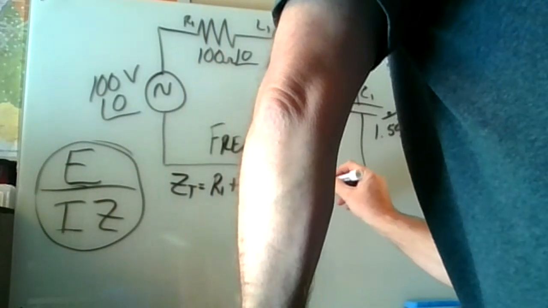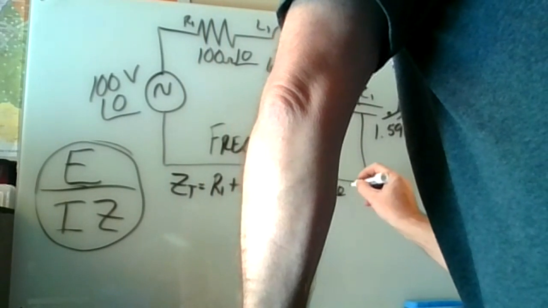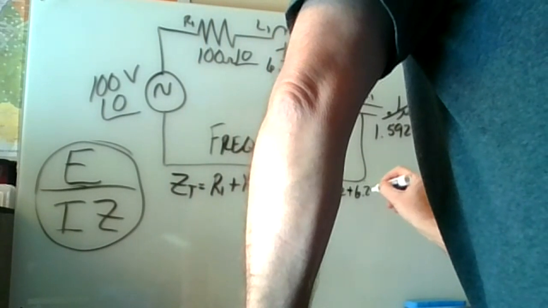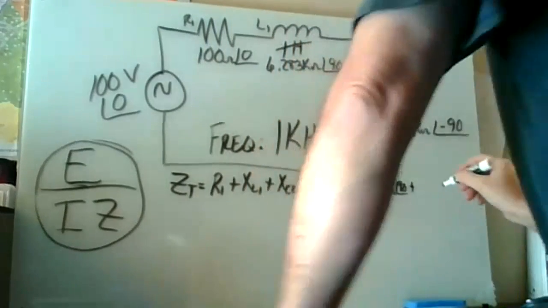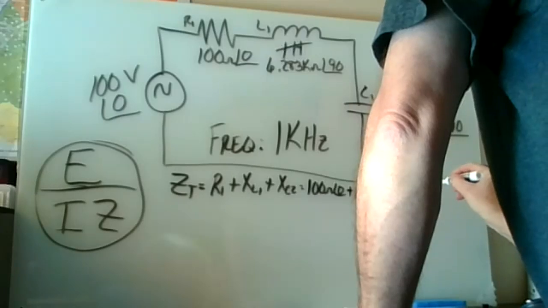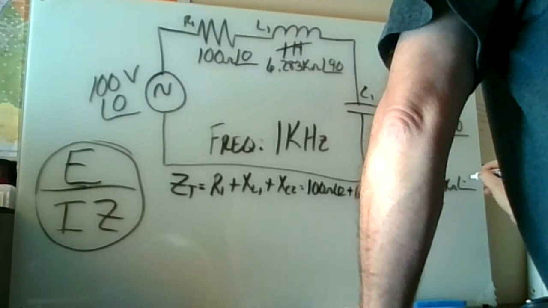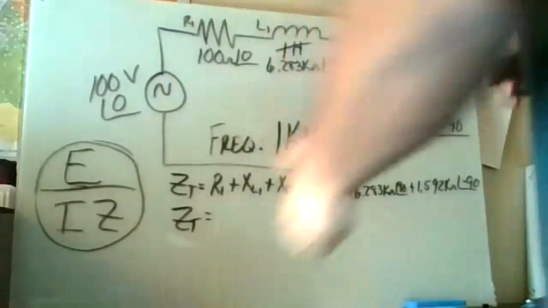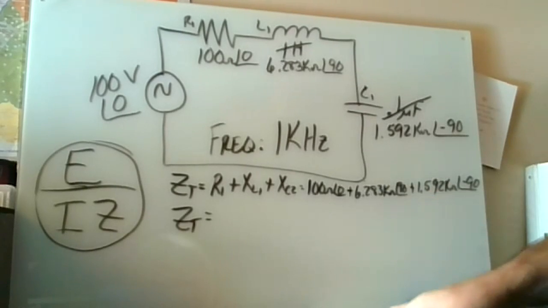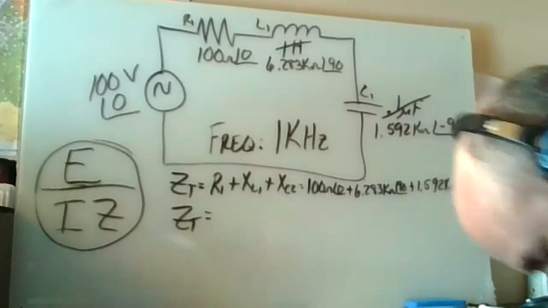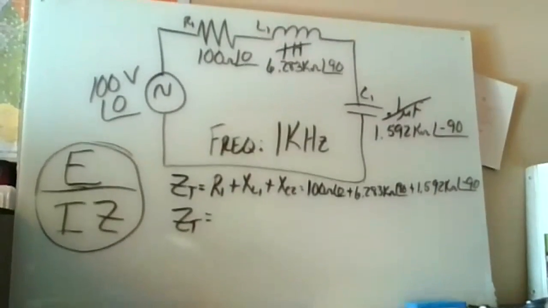So I got 100 ohms at an angle of 0 plus 6.283 K ohms at an angle of 90 plus 1.592 K ohms at an angle of negative 90. So my Z total is going to equal, and you guys are going to get this as soon as I show you how to set up your calculator to add angles. If you've got the Casio calculator, if you do not, I do not know how to tell you to set it up to add angles.